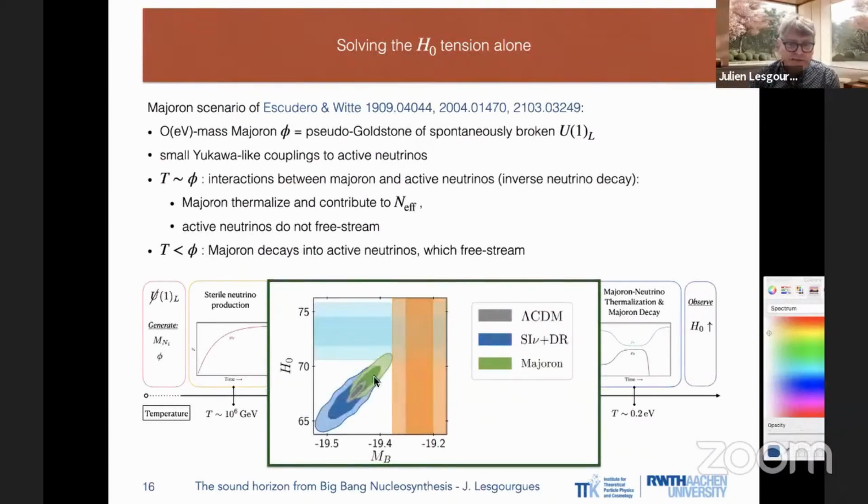So here you see the fit, the value predicted for H0, and at the same time for M_B. M_B is a parameter related to the calibration of supernovae, and so the results from SH0ES can be expressed in a more direct way as a result for this supernovae calibration parameter, more directly than a result for the Hubble parameter. And what is interesting is that the lambda CDM model cannot achieve large values of H0 and this calibration parameter, which are indicated by SH0ES, while the model with a Majoron can increase H0 really a lot.